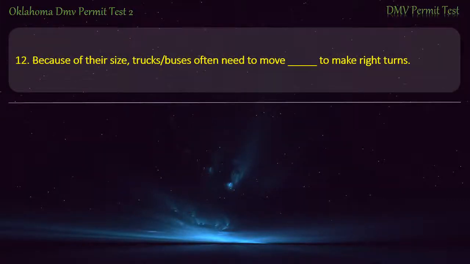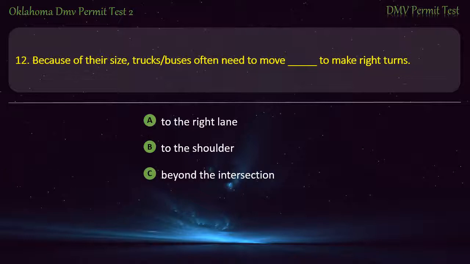Question 12. Because of their size, trucks and buses often need to move to make right turns. To the right lane. To the shoulder. Beyond the intersection. To the left lane. Answer. To the left lane.